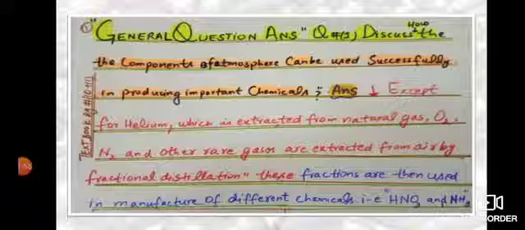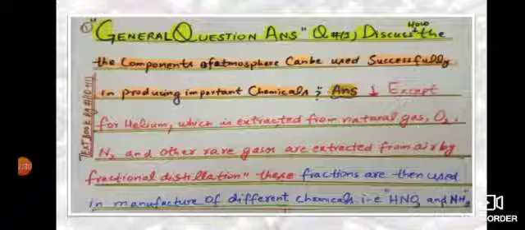These all are present. Now how do we get these chemicals from the air? What is the process involved in obtaining these gases from the air, which are then used for the preparation of different chemicals? Except for helium, which is also a noble gas and is extracted from natural gas, all other rare gases, as well as oxygen and nitrogen, are extracted from the air by fractional distillation.